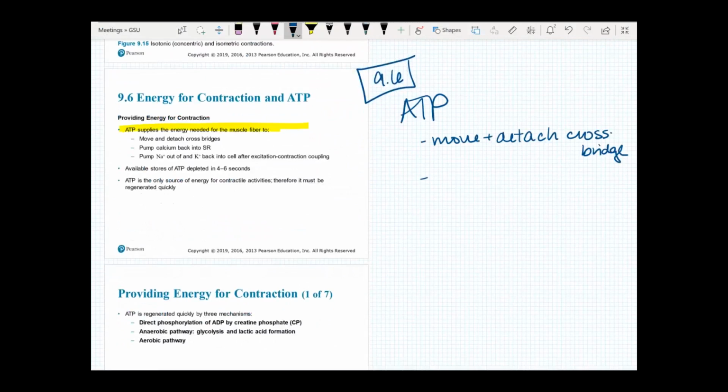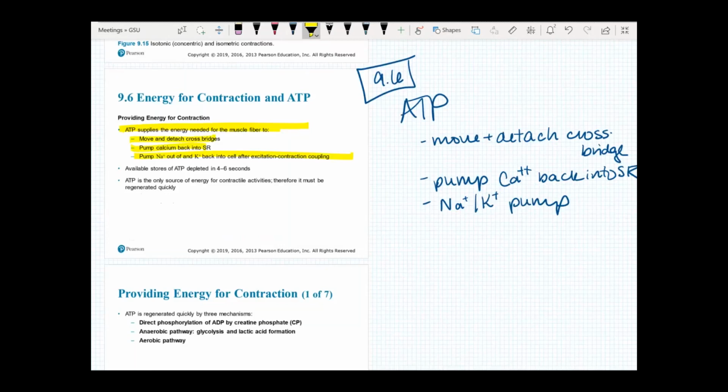We also need ATP to pump the calcium back into the sarcoplasmic reticulum. Then we also need ATP to do our sodium and our potassium pump. So that whole part of chapter 2 or 3 where we talked about the sodium potassium pump and 3 sodium out for every 2 potassium in, this is a cell. Muscle fiber is a cell, so that is still happening in the background. We need ATP for that process. So that's really important for these 3 things.